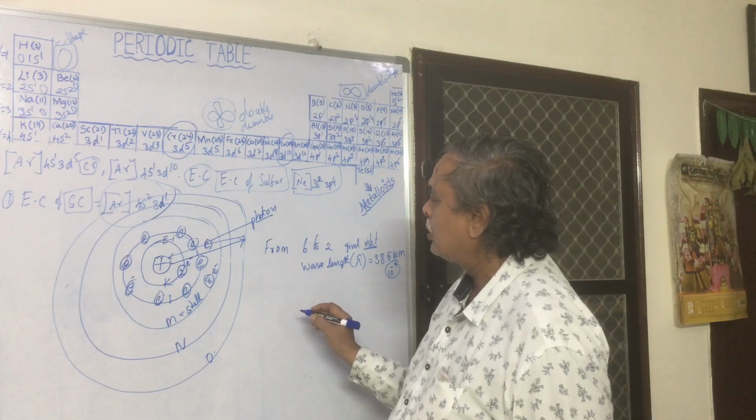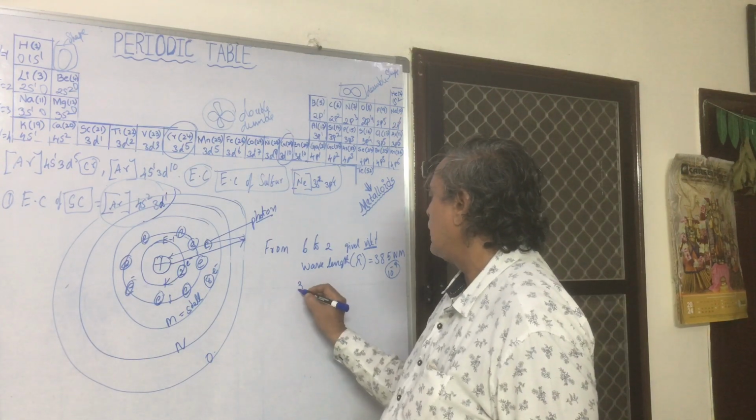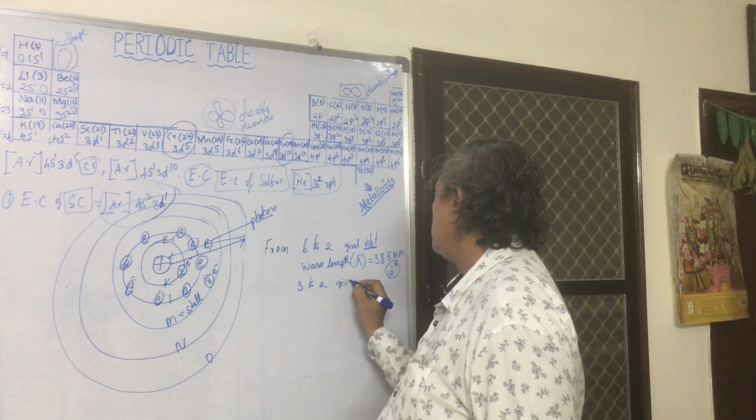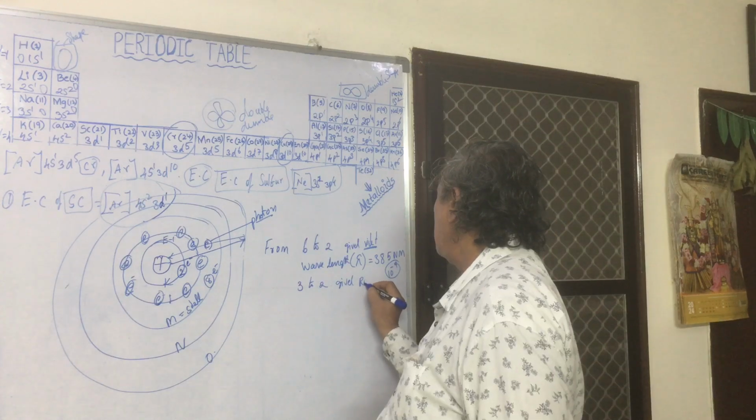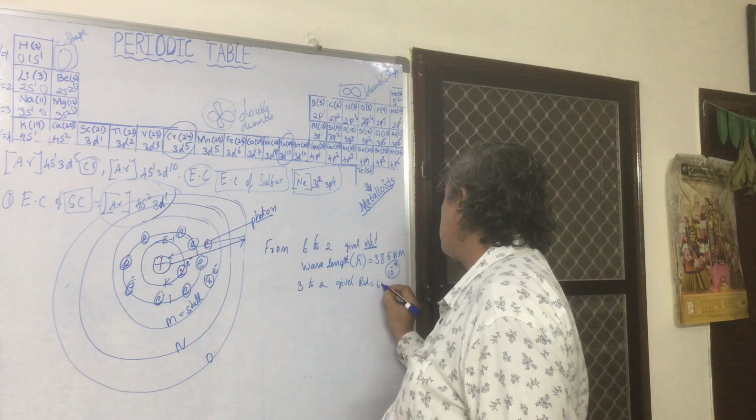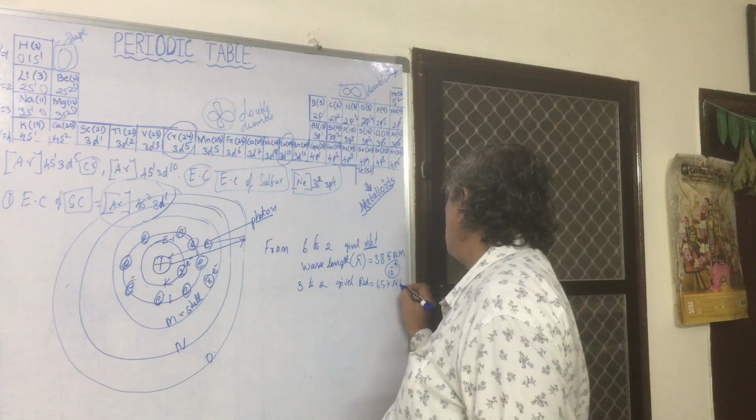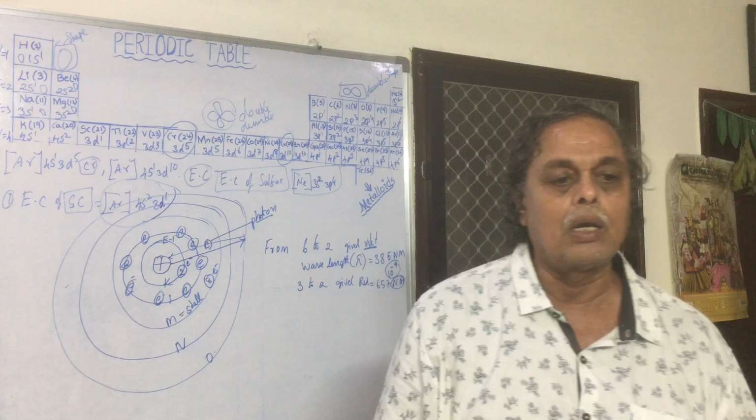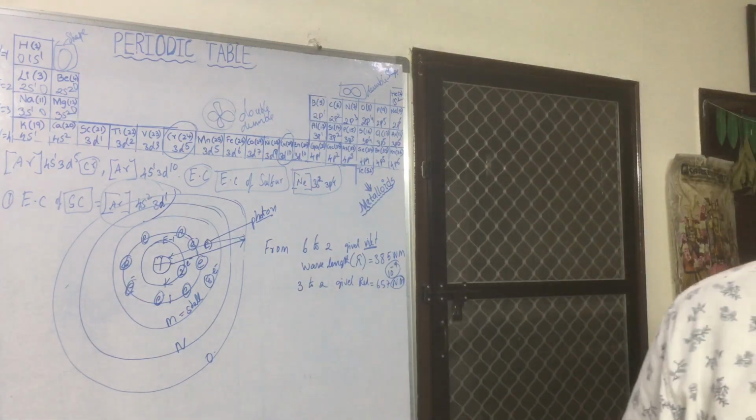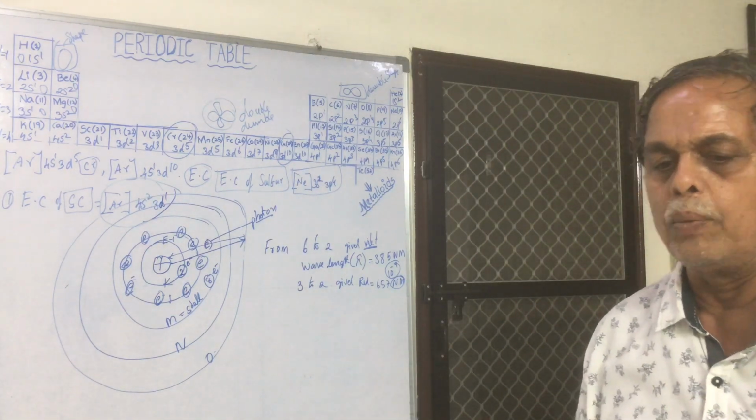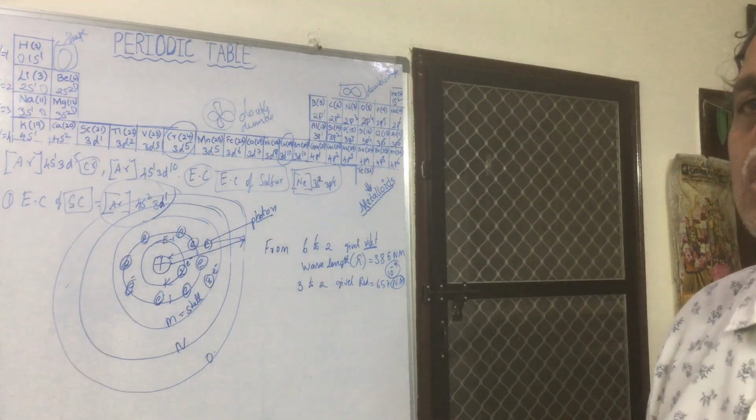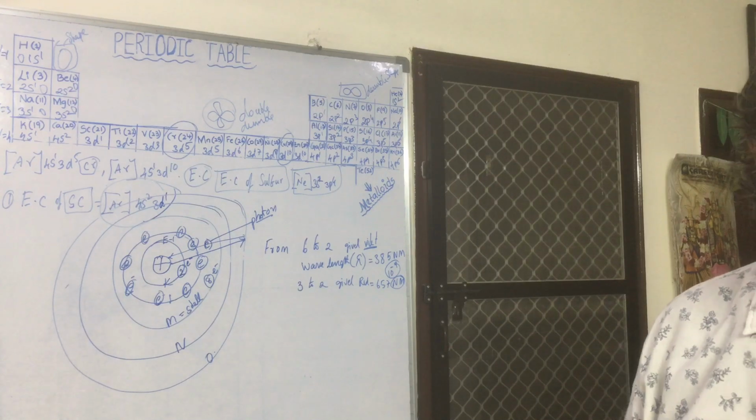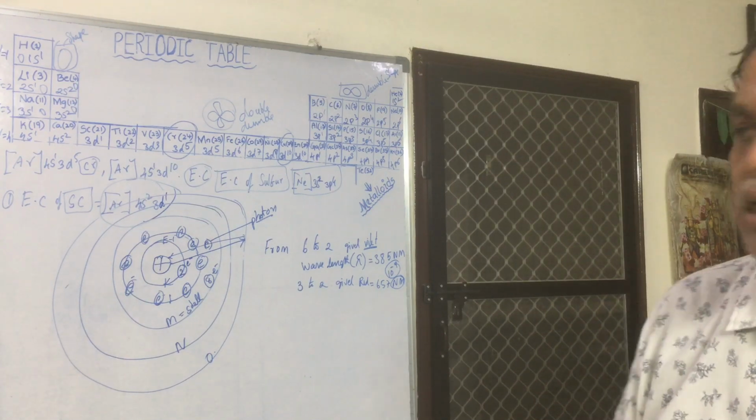Next, from shell 3 to 2, it gives visible light of red color, which has 657 nanometers. In between, blue, green and purple are there. Those are 435 and 485 nanometers. Those are not necessary for you.